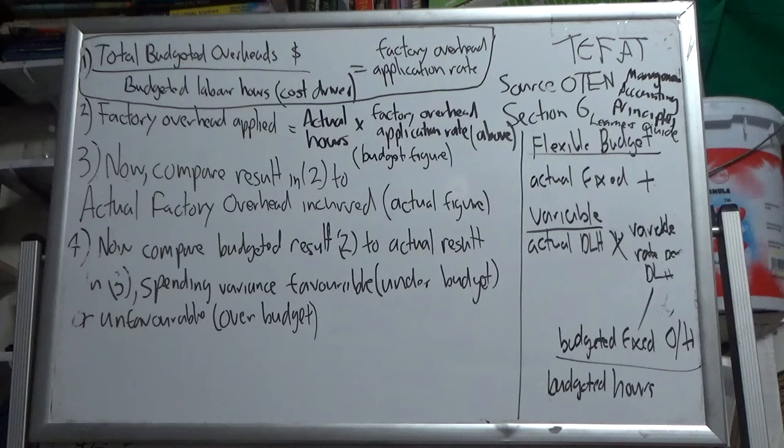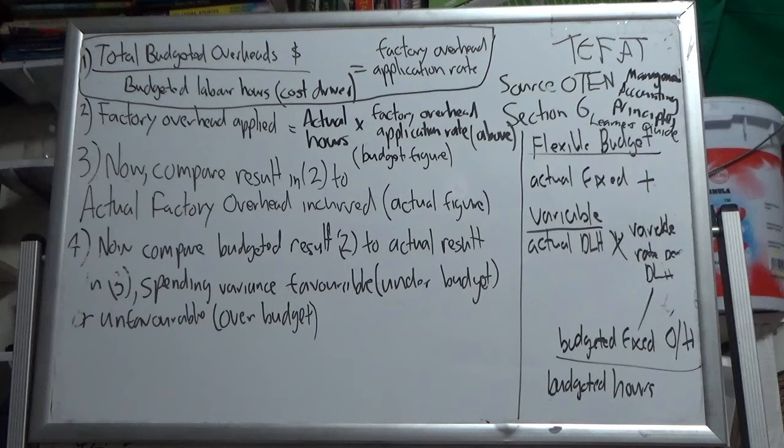Step 1, this is spending variance now. You find the factory overhead application rate, which is the budgeted factory overhead figure, given in the question, divided by the budgeted labour hours. You get a rate. Step 2, the factory overhead applied amount is actual hours multiplied by that rate in step 1. Step 3, you compare actual factory overhead incurred with the figure you've just calculated, which is like your budgeted figure.